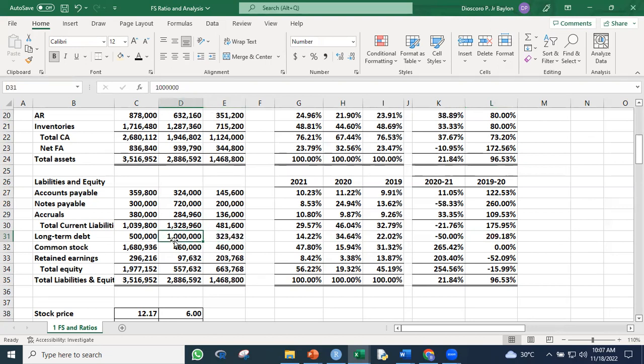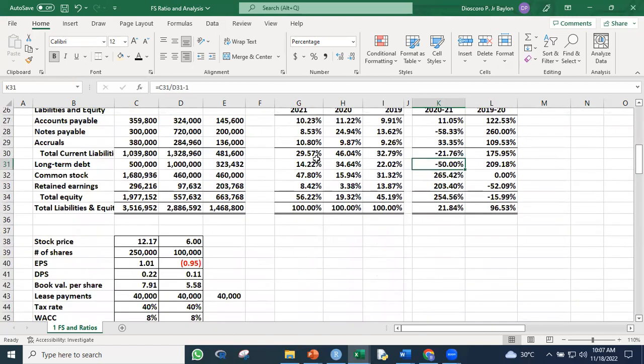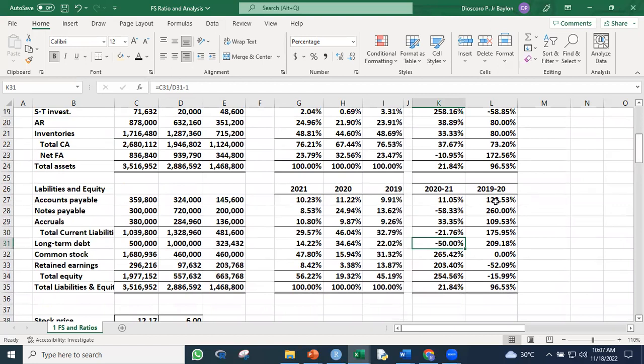323 became 1 million, and then it went down to 500. That's why there was a decrease of 50%. So you can see here the movement of the accounts in terms of comparing it with the total liabilities or equity, and in terms of its movement across time.